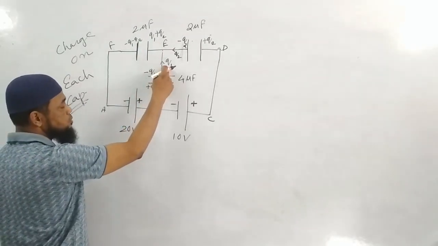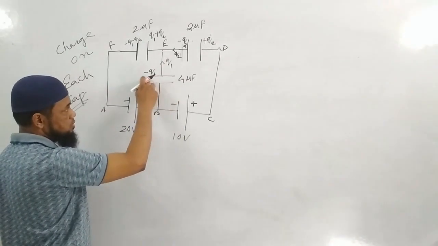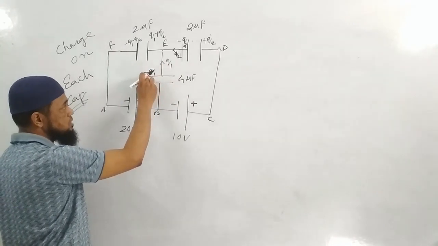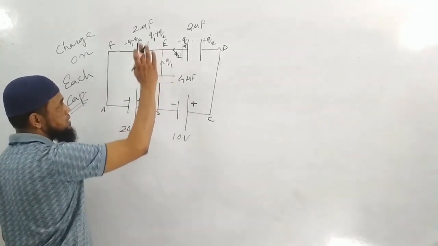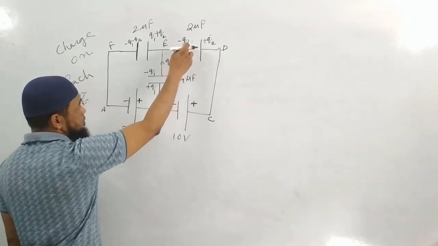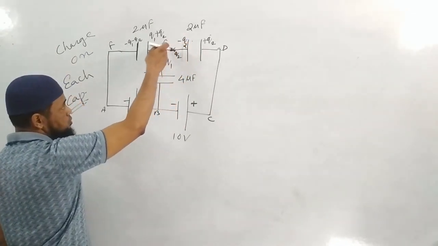Okay, why is minus Q1 going? This plate was not connected to the battery. This is an isolated plate, so net charge will have to be 0. So if the charge developed is minus Q1, plus Q1 will flow. Similarly, this is an isolated plate. If the charge is minus Q2, then plus Q2 will have to flow.